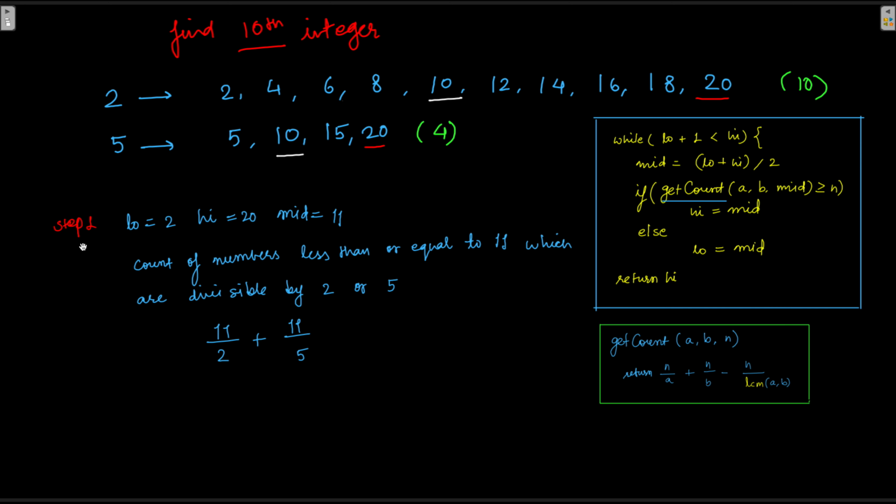So let us start with this question. We are given 2 and 5 and we need to find the 10th integer in the list of all the integers which are divisible by 2 and 5 both.